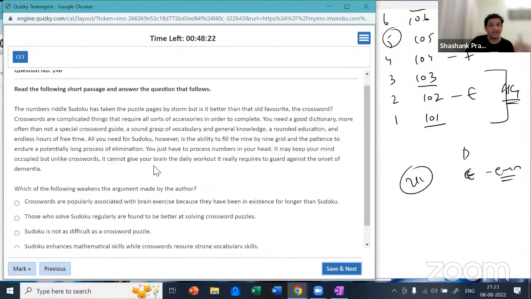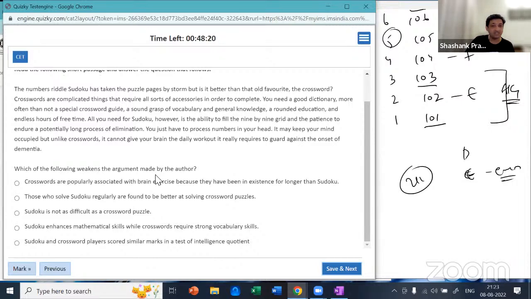Okay, so Sudoku is fine and easy, but it cannot give your brain the daily workout is the argument. Popular associated with brain exercise because they have been existing for longer than Sudoku. Doesn't matter. Sudoku को strengthen करना है. Those who solve Sudoku regularly are found to be better at solving crossword puzzles. So Sudoku makes one solve crossword puzzles in a better manner. Sudoku is not as difficult. No. Enhances mathematical vocabulary. Not really. Similar marks. Not really. Similar marks in IQ. IQ comes first. I think this is the one. Yeah. Sudoku. No, sorry. Second one. Sudoku regularly are found to be better at solving crossword.